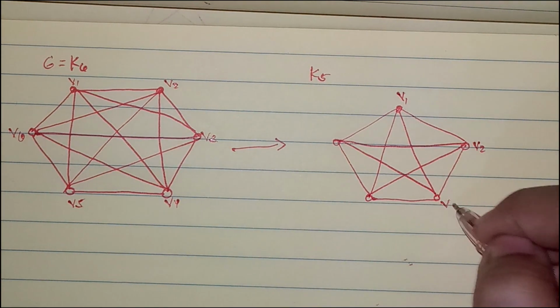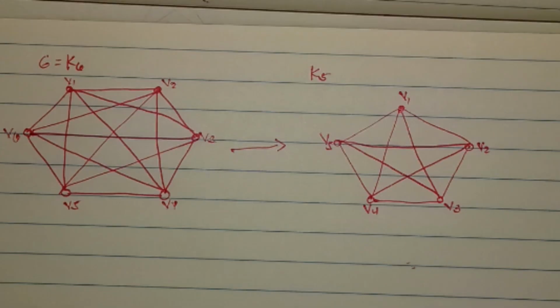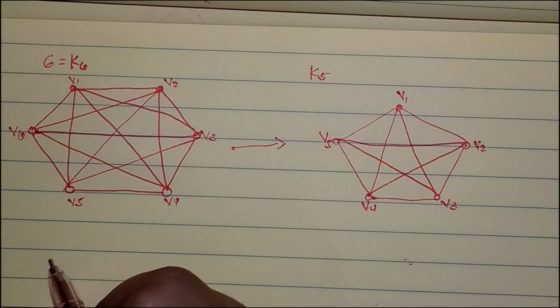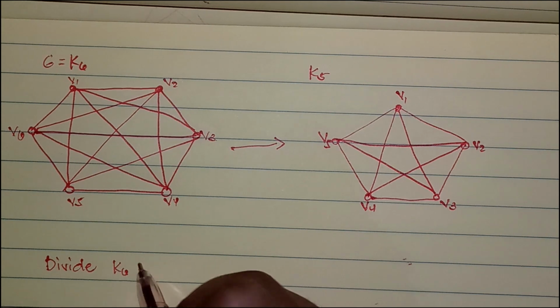To obtain K5 as a minor of K sub 6, we delete one vertex, which is V sub 6, and all its incident edges from K sub 6. Which results in our graph being just K sub 5. So since K sub 5 is a minor of K sub 6 and K sub 5 is non-planar, this proves that K sub 5 is a minor of G.